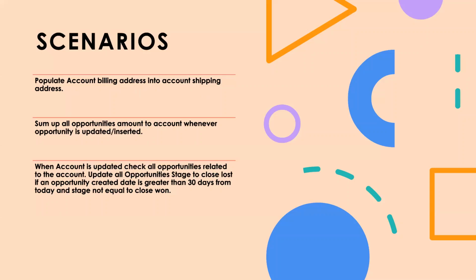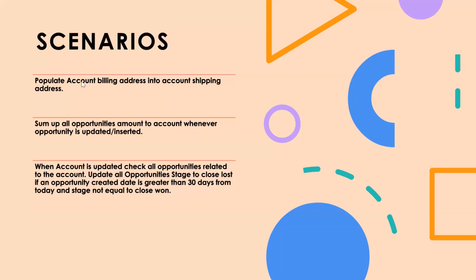Same goes with after update as well. If you're writing a trigger on an object and trying to update the same object record, then in after event your record becomes read only. So you always have to choose the before event.